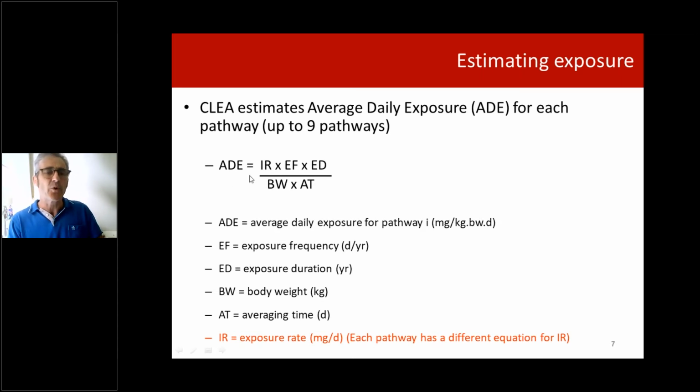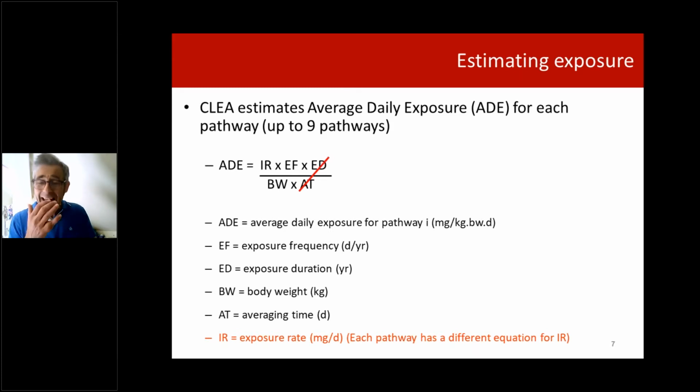The average daily exposure is equal to the exposure rate, that's down here in red, for that pathway, times the exposure frequency for that pathway, i.e. the number of days the receptor is being exposed in that way, multiplied by the exposure duration, how many years they're getting exposed, essentially, divided by their body weight and divided by the averaging time, over what length of time you're going to average that exposure, generally how many years.